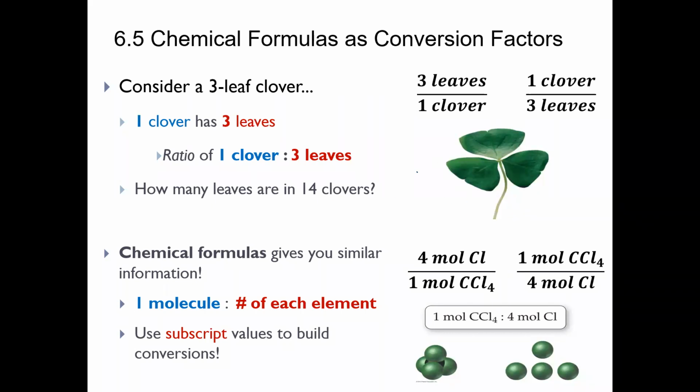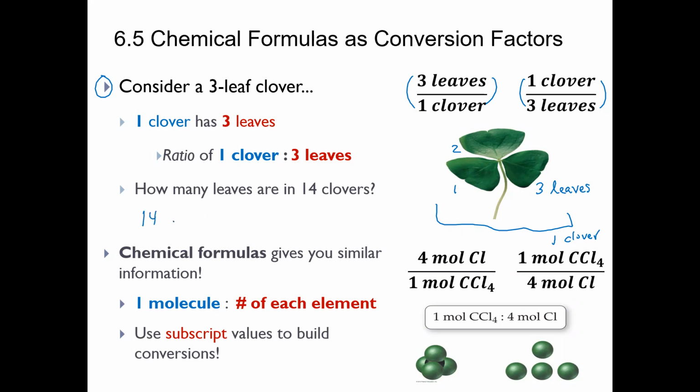So looking at something in the macro scale, if we have a 3-leaf clover, we know that we have 1, 2, 3 leaves for every one of our clovers. 3 leaves for every 1 clover. This ratio can be phrased as a conversion factor, right? We can write this as 3 leaves per clover, or 1 clover per every 3 leaves. And so, yeah, we can build these conversions.